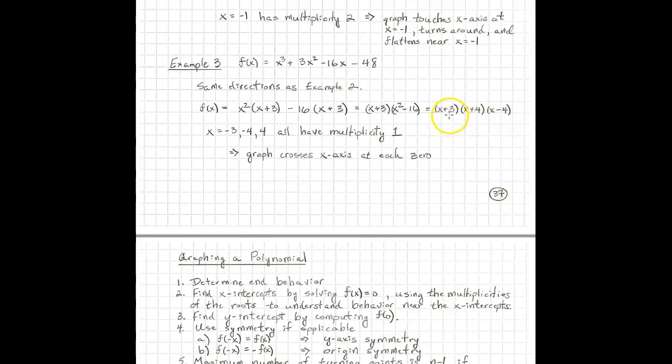So I have three roots here. If I set this equal to 0, I have x equals minus 3, x equals minus 4, and x equals 4. And they all have multiplicity 1, which means that the graph crosses the x-axis at each zero.